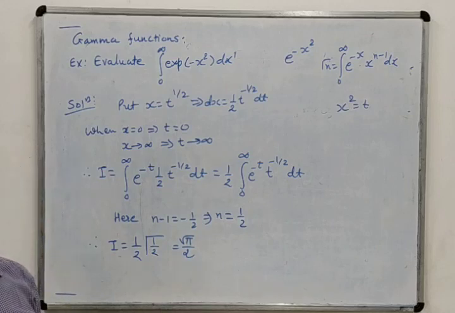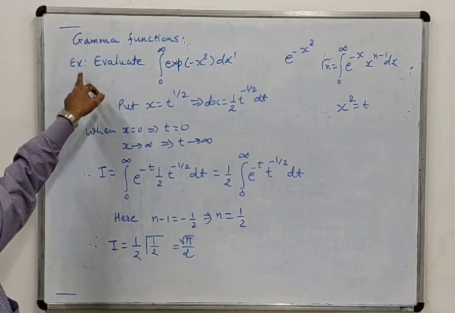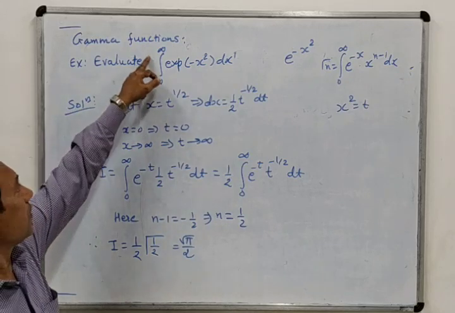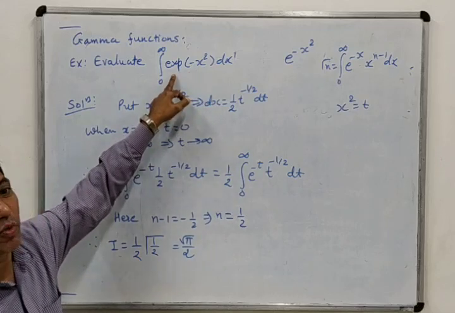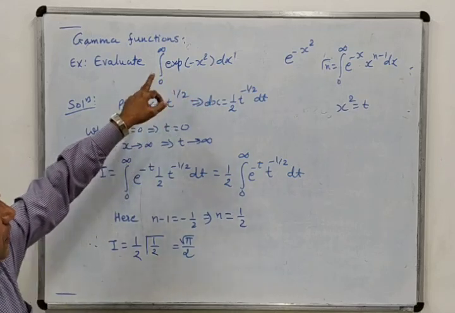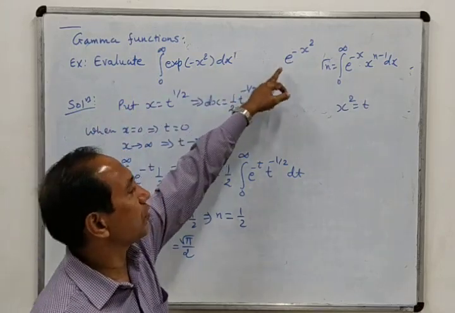Also we have seen one example. Now let us see one more example here. It is already solved on the board. Evaluate integration 0 to infinity exp minus x square dx. It is nothing but the exponential function, e raised to minus x square. We can write this into this form.